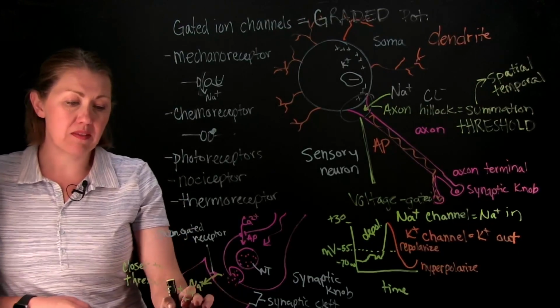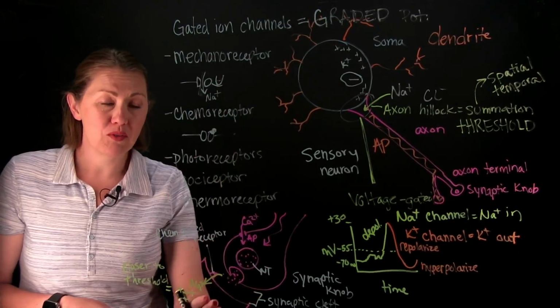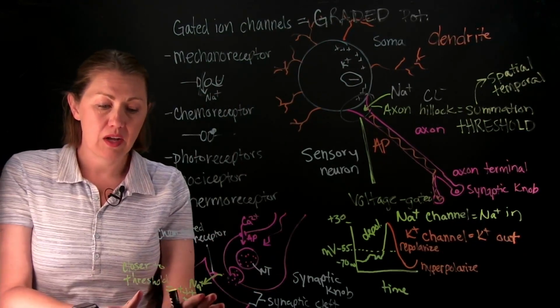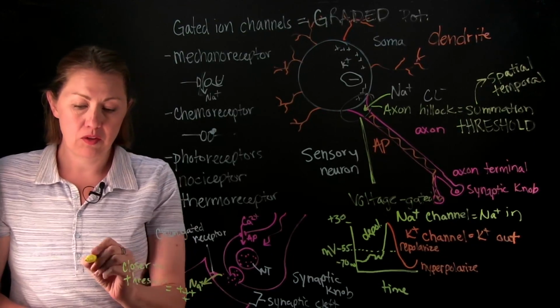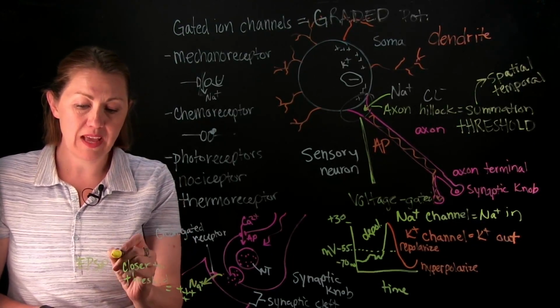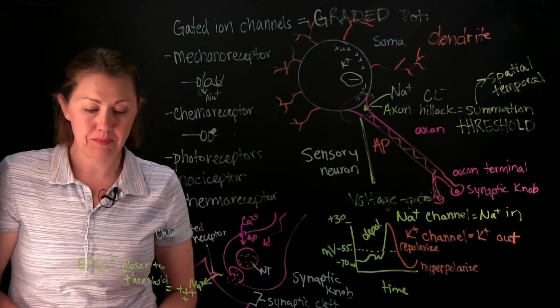This is what we would consider, and again, it's a graded potential, but a specific one because we're postsynaptic. We're after a synapse. So a neuron's talking to us. This would be considered an excitatory signal. So we have an excitatory postsynaptic potential. We're saying get closer to threshold. A neuron is telling the next neuron, hey, I want you to do something.